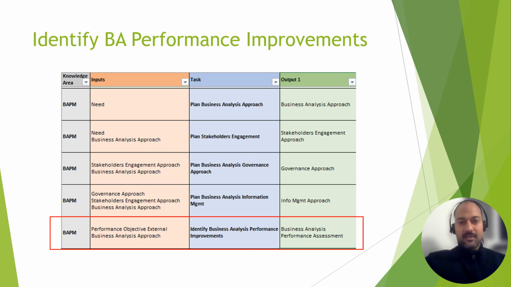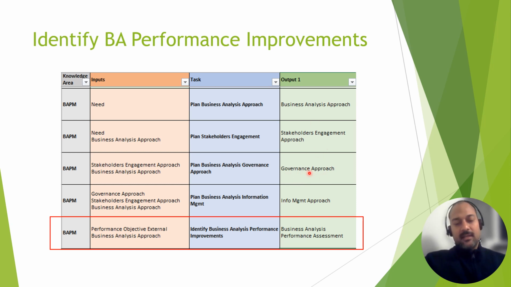Just for your revision, the first four tasks. The first one is plan business analysis approach, where we get the output, which is the business analysis approach. The second one is plan stakeholder engagement, and here the need and the business analysis approach are the inputs, and the stakeholder engagement approach is the output. Then we have the third activity, which is plan business analysis governance approach, and the inputs are the stakeholder engagement approach and the business analysis approach. Both of these are the outputs of the first two activities, and we get the governance approach here.